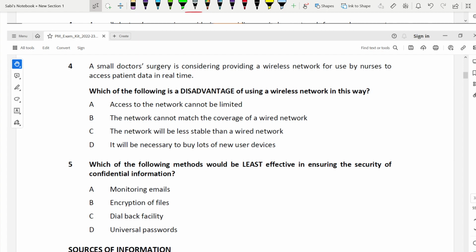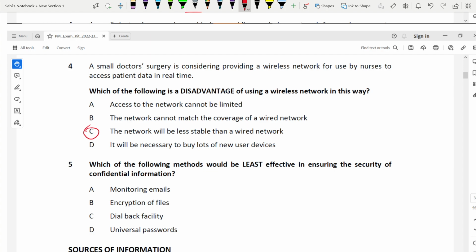First, let me tell you the correct answer. Then I will explain the other three. Okay? The correct answer is C. We all know that a wireless network is less stable than wired. Why? Because it could be easily interrupted by other networks. But A, B, and D are not correct.